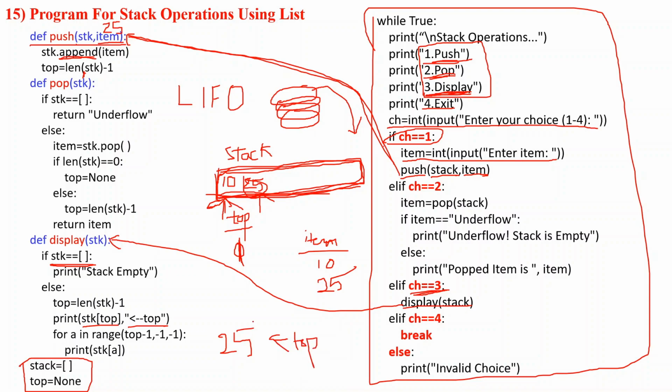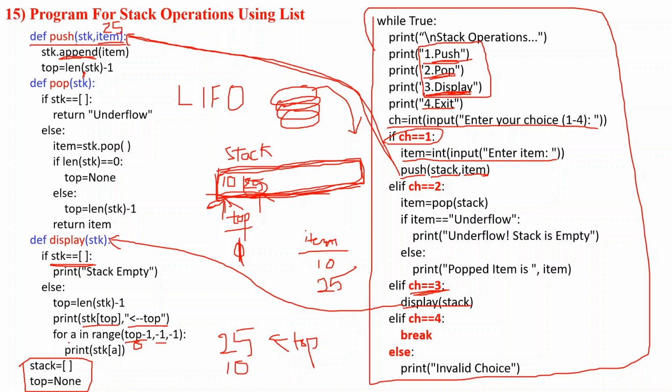Then by using the for loop, top equal to top minus 1. Top is 1, na? Top minus 1 means it will become 0. And here the given condition is minus 1. 0 is greater than minus 1, na? So it will execute, and stack of 0, what is there? 10 is there.